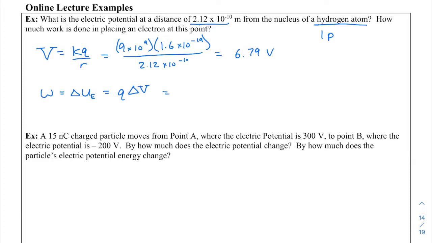So that's going to just be an electron. The charge of an electron is 1.6 times 10 to the negative 19. And our voltage difference would just be 6.79 volts minus 0 volts from wherever it came from. And that would be 1.087 times 10 to the negative 18 joules.